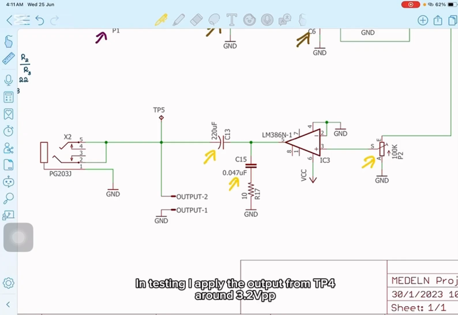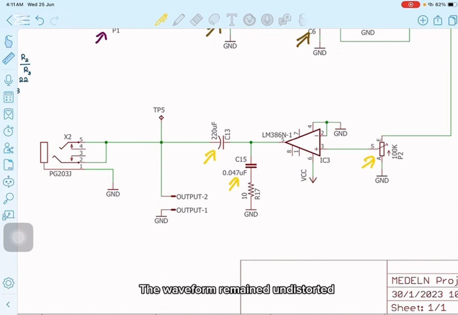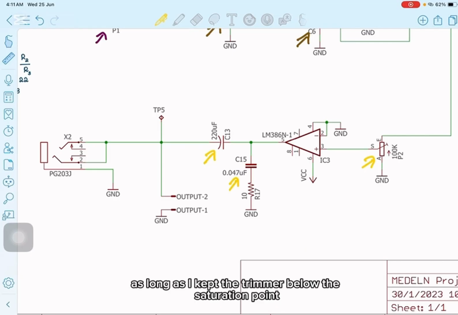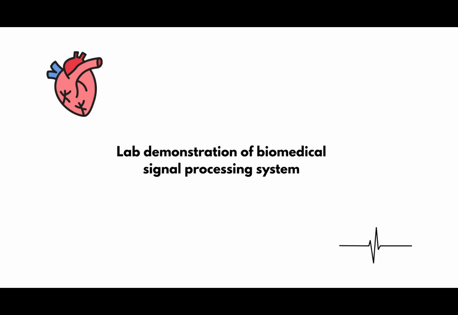In testing, I applied the output from TP4 around 3.2 Vpp and observed the final output at TP5 to be around 7.2 Vpp, clean and loud enough to drive the speaker clearly. The waveform remained undistorted as long as I kept the trimmer below the saturation point. This stage ensures that the signal is not just clean, but also strong enough for output through the speaker.